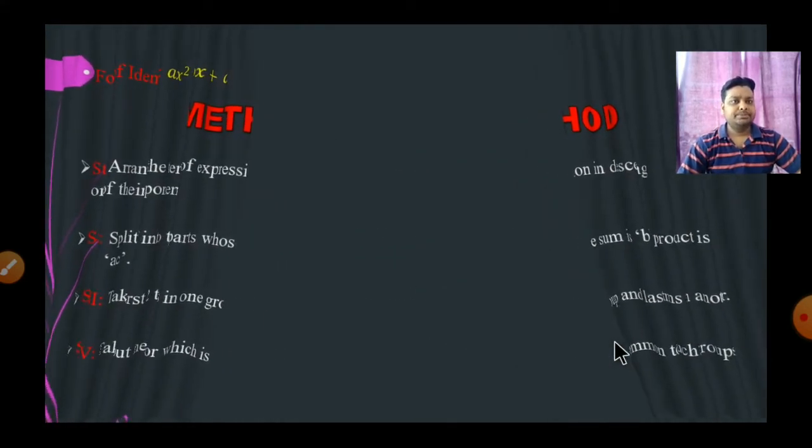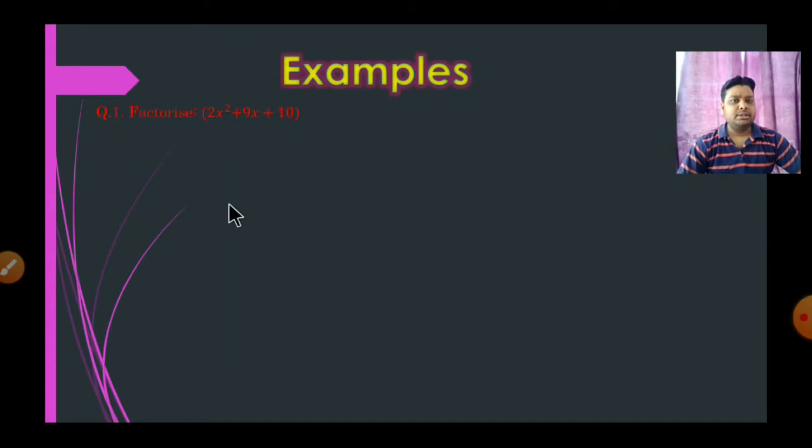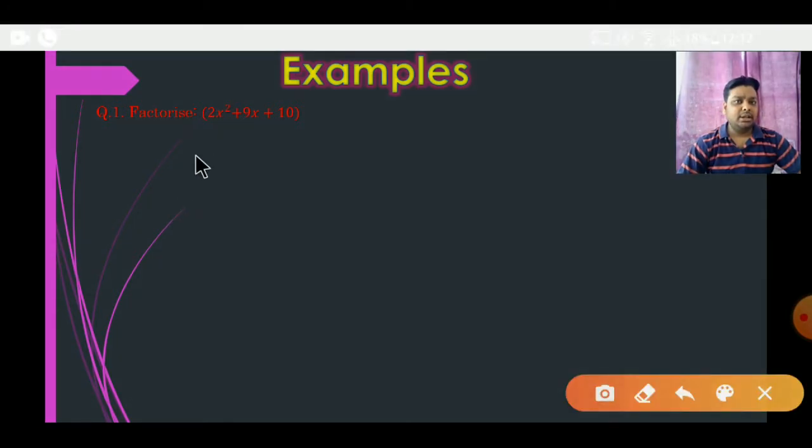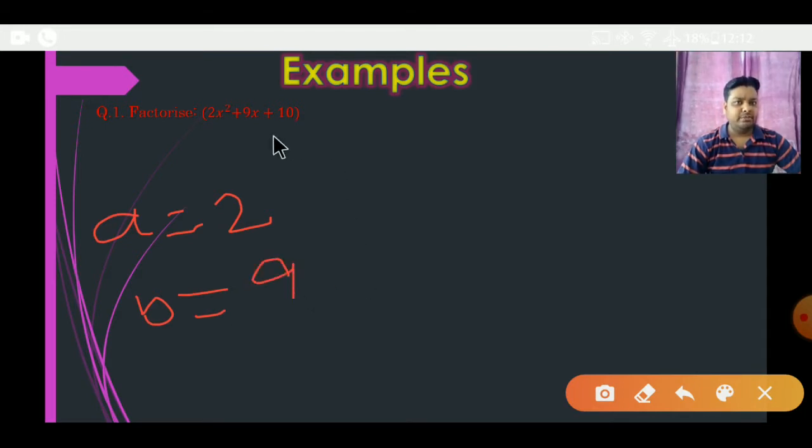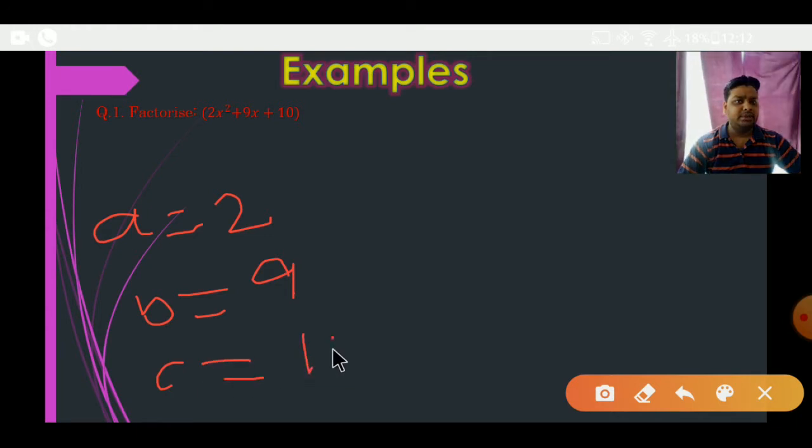The question is that we have to factorize 2x square plus 9x plus 10. So here you can see it is already in the form of ax square plus bx plus c. The value of a is 2, the value of b is 9. We will not write the plus sign; if there is a minus, then we will write the minus sign. And the value of c is 10.